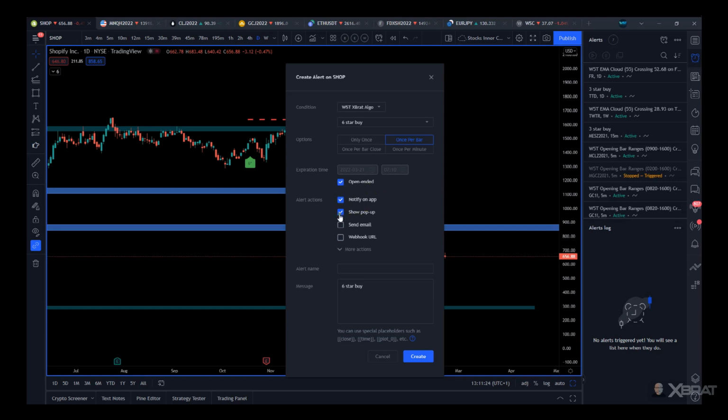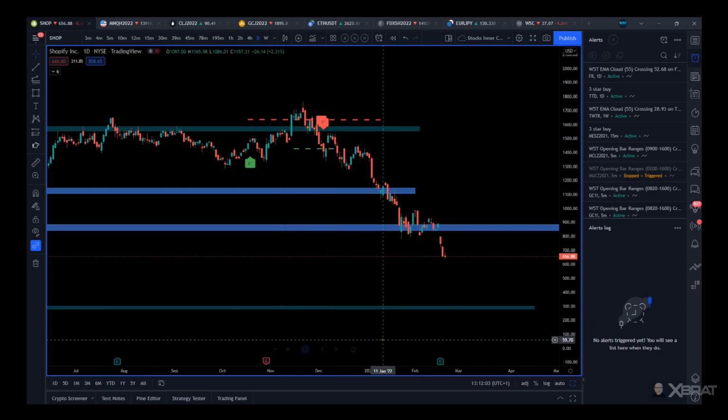We can click notify and add. We can show on pop-up. We can send it as an email. We want to give it an alert name, so we give it SHOP 6-star buy. Okay, and then 6-star buy. We do the same thing on the message. This is the message that we'll receive. So let's go and put that in. We want the same one on there. There we go. So that's the message we'll receive every time the shop prints a 6-star buy. We create that, and it's done.